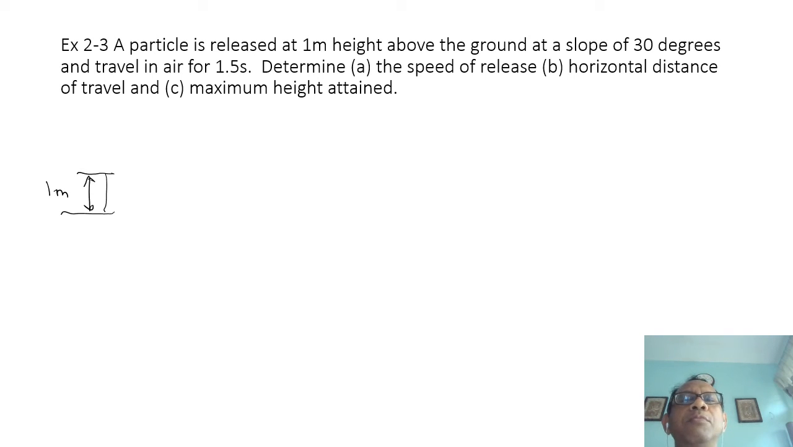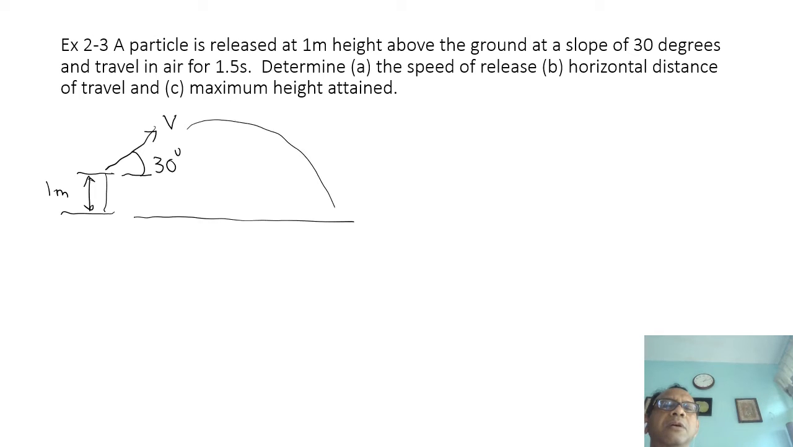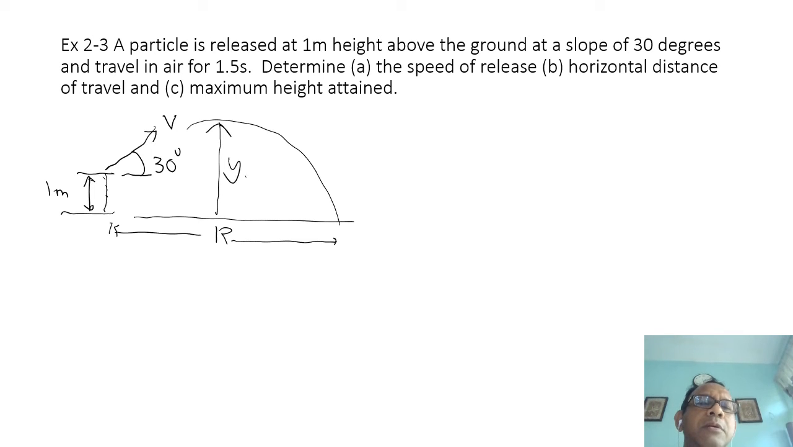And at a slope of 30 degrees. So it is fired at 30 degrees with the speed of v. Determine the speed of release and the horizontal distance of travel. So it's asking you the same thing. What is the range R? And then the maximum height attained, Y max.